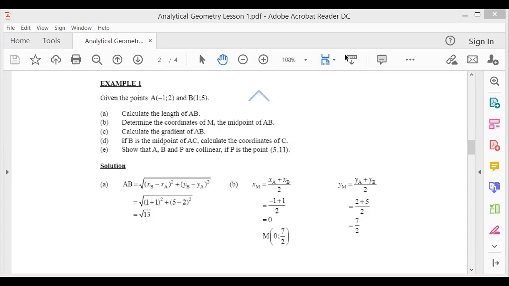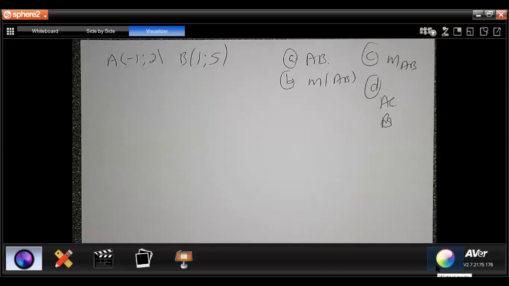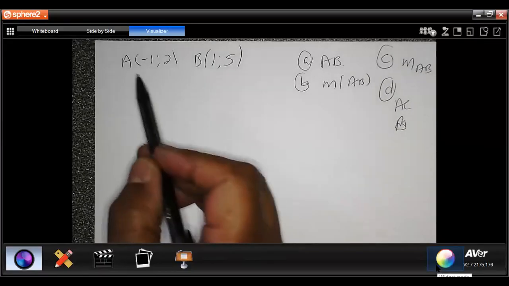B is the midpoint of AC, right? You must find the coordinates of C. So let's do that first. What I'm going to do is switch to my writing pad because it's nice to do this with a drawing. If I go to my writing pad, there you are. So that is the points A and B.